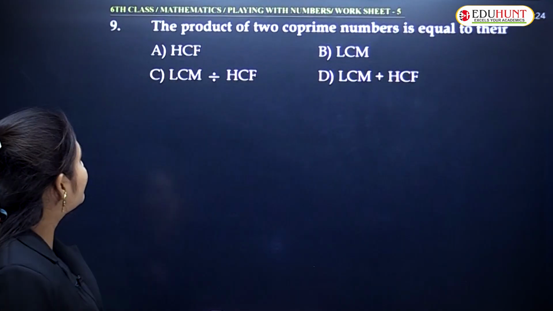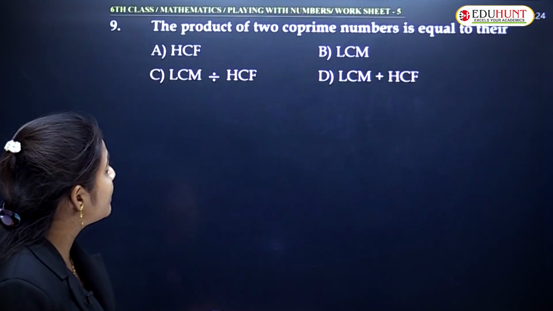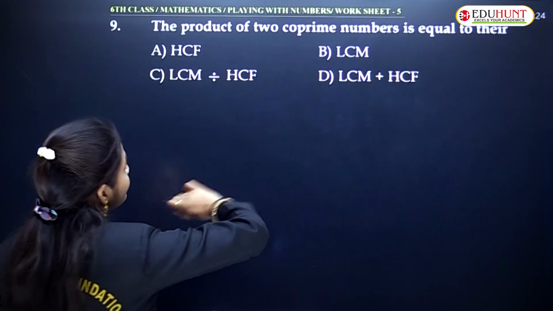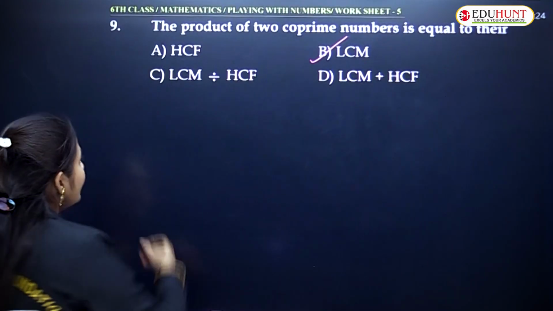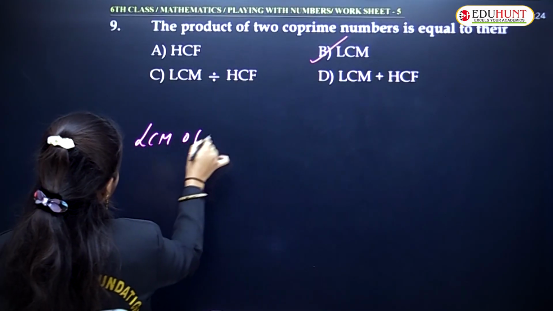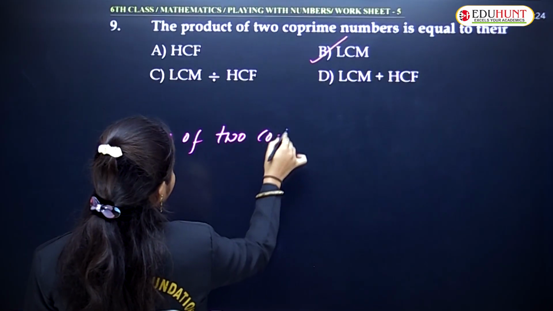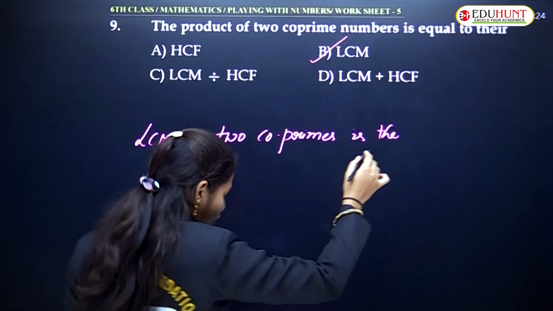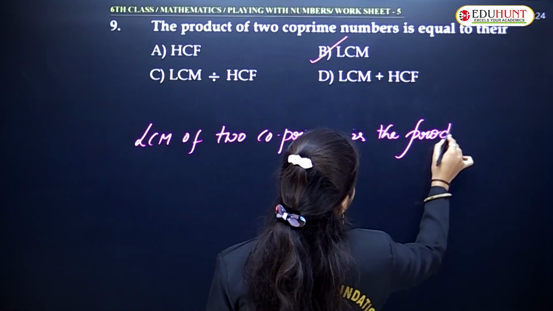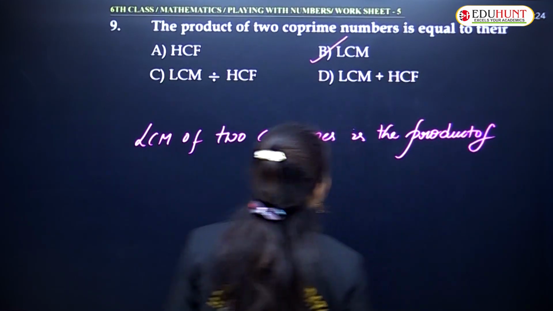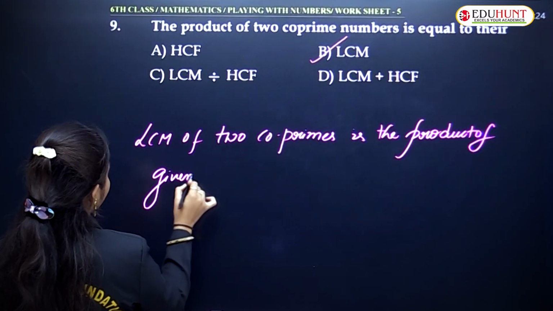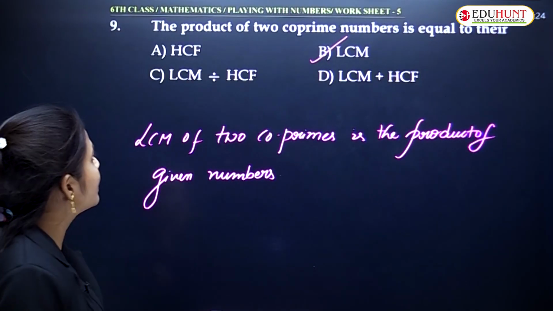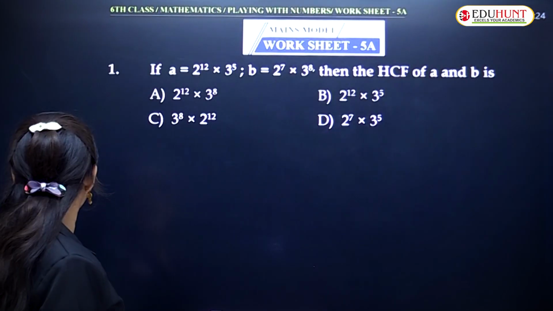Yes. Next, 9th question says that the product of two co-prime numbers is equal to their LCM. Just now we discussed, no: the LCM of two co-primes is the product of the given numbers. Understand, ma? So here what is the answer? Option B is the correct one. Am I clear to you?